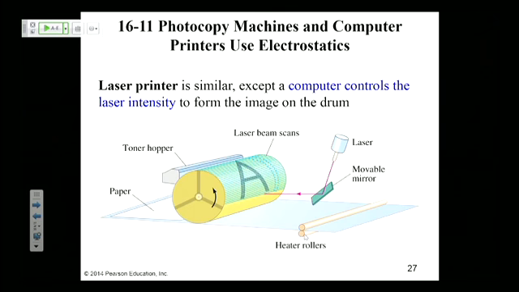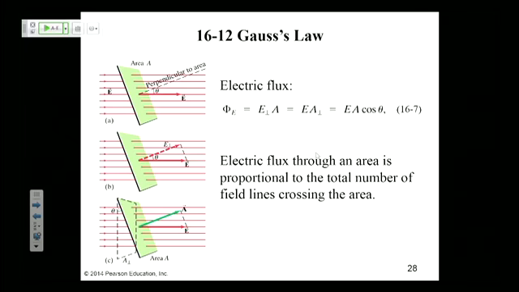The original beam of light, the laser beam, is controlled by the computer. Another way to calculate the electric field instead of Coulomb's law is to use Gauss's law. But we are out of time, so I leave this for you to read.